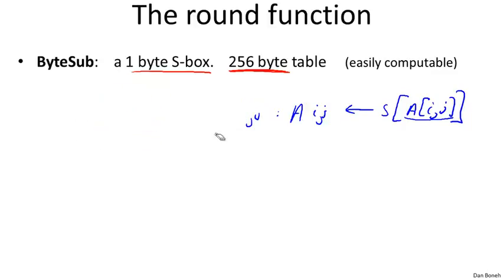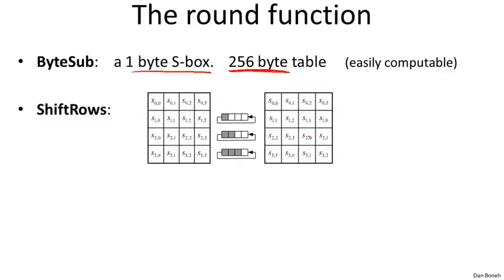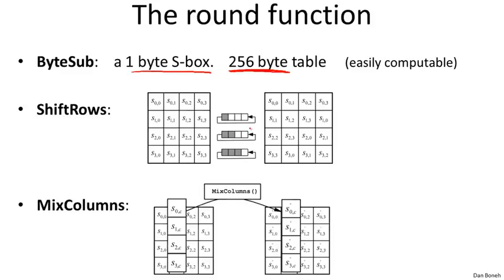The next step that happens is a shift row step, which is basically just a permutation. Essentially we do a cyclic shift on each one of the rows. You can see the second row is cyclically shifted by 1 position, the third row is cyclically shifted by 2 positions, and the fourth row is cyclically shifted by 3 positions. And the last thing we do is mix columns, where we apply a linear transformation to each one of these columns. There's a certain matrix that multiplies each one of these columns, and it becomes the next column. This linear transformation is applied independently to each one of the columns.